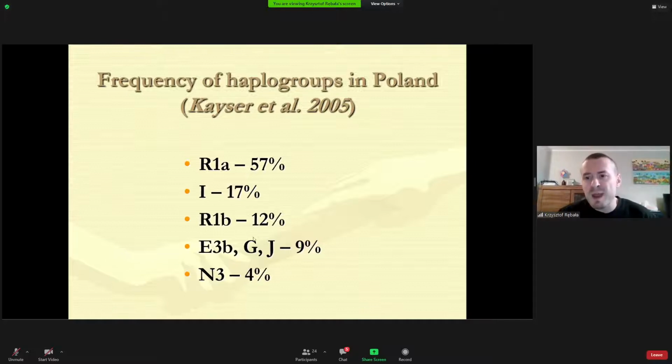Then we have also haplogroup R1b, the one typical for Western Europe. Yet 12% of males in Poland belong to haplogroup R1b. Then 9% of males belong to these farming-related Middle Eastern haplogroups E, G, and J.